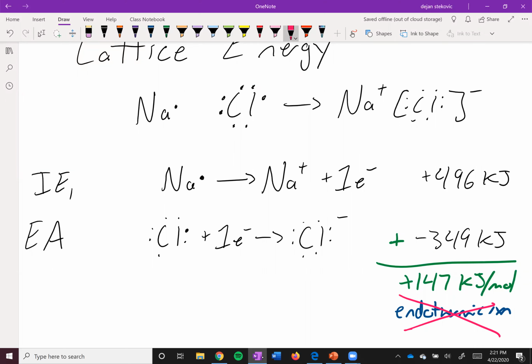So next up, we're going to look at why, when we think about this, we predict an endothermic reaction, but really what we see is an exothermic reaction.